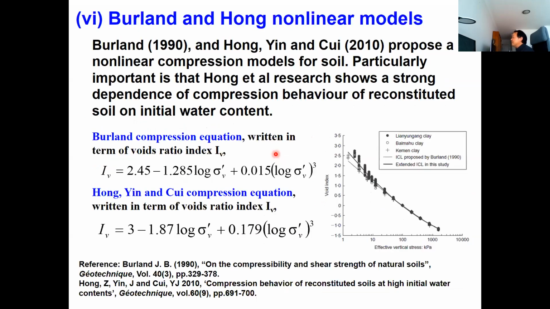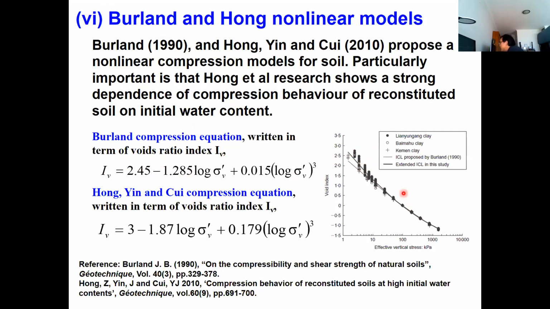Another model is proposed by Boland and many other people, like Professor Hong and others. In Skempton's model, in Butterfield's model, we assume soil behaves linearly. Then a non-linear model was proposed. So now you can see this is a change from linear behavior to non-linear behavior. So Boland chose this non-linear line to describe soil behavior.